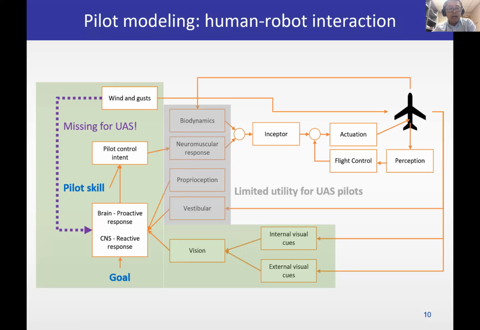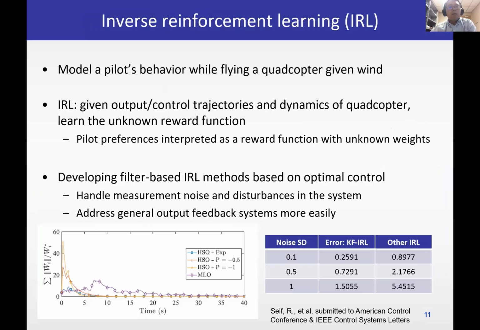His brain, his reactions to that, and how do we leverage pilot skill to learn better controls in the presence of wind and gust. Towards that end, we're developing, led by Dr. K, reinforcement learning techniques, trying to model a pilot's behavior while they are flying a quadcopter under a wind condition. The IRL framework here is particularly useful because we can use input and output data, for example, the trajectories of the aircraft and the controls the pilot provided. And we also know the dynamics of the quadcopter. We're going to use all that information to learn what the pilot is trying to do, right? What's the pilot's preference given some specific wind condition.